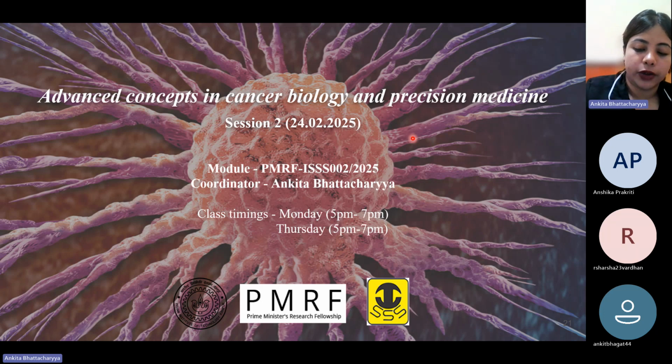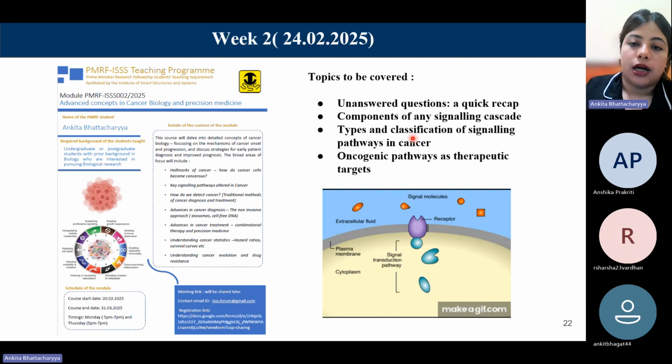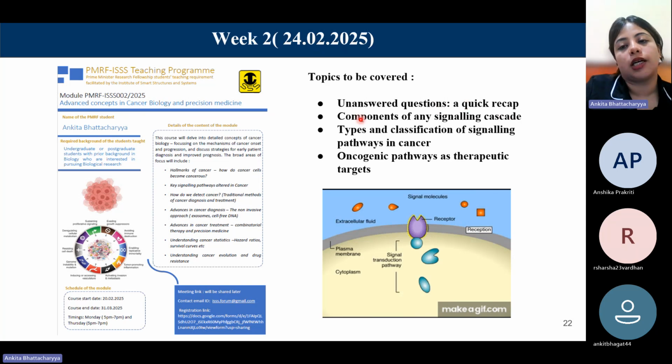Okay, so coming to session 2, like I have previously mentioned, today's class will look at key signaling pathways in cancer. We'll start off with one of the unanswered questions. Then we'll understand the components of any signaling cascade. We'll learn about some types and classifications of signaling pathways in cancer.